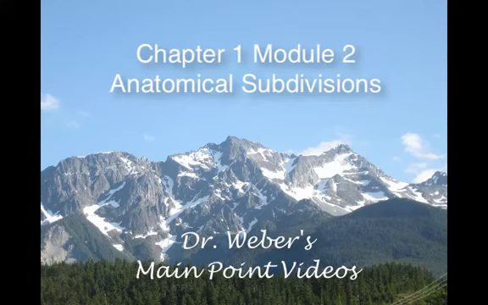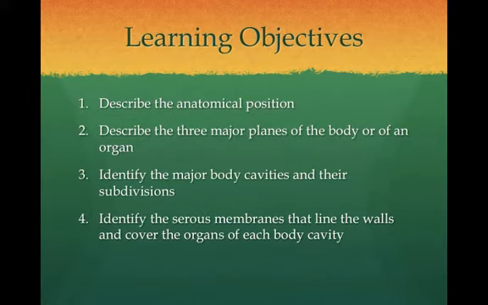This is Chapter 1, Module 2, Anatomical Subdivisions. The learning objectives of this module are: describe the anatomical positions, describe the three major planes of the body or of an organ, identify the major body cavities and their subdivisions, and identify the serous membranes that line the walls and cover the organs of each body cavity.